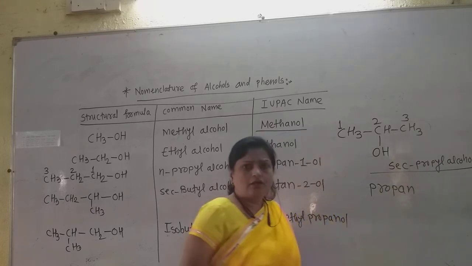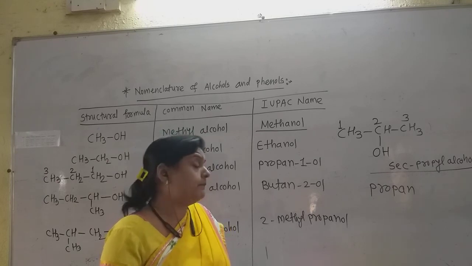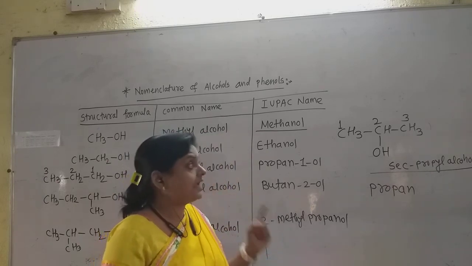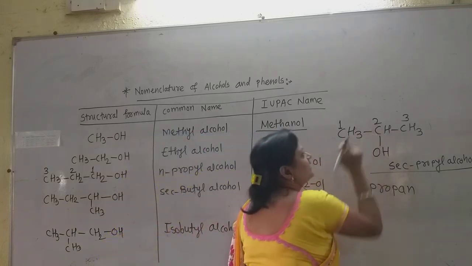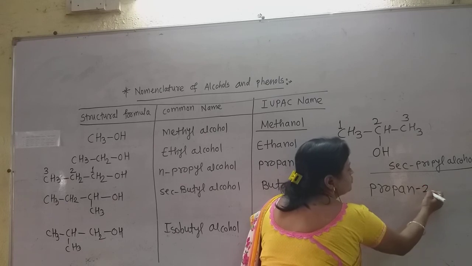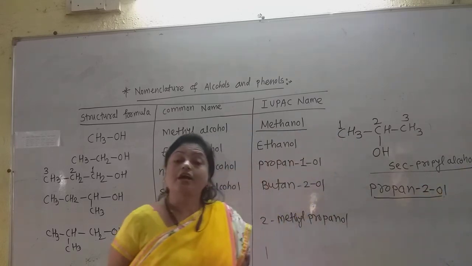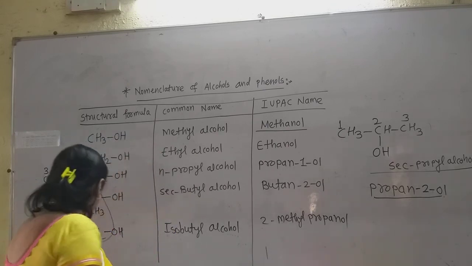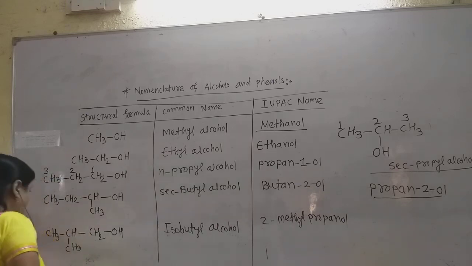But write down only propane. The E gets replaced by the OL. But first, write the number of that carbon which has the hydroxyl group directly attached. Here, on the second carbon, there is the hydroxyl group. So this is propan-2-ol. Now this is the IUPAC name of this secondary propyl alcohol. Now you can give the IUPAC name for this alcohol.